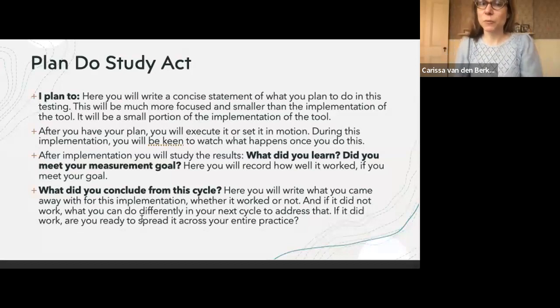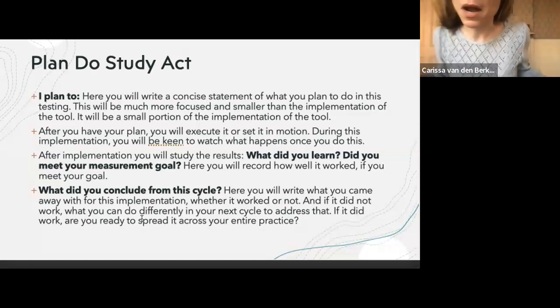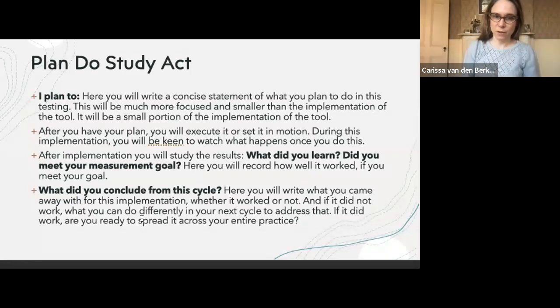Doing this implementation, you will be keen to watch what happens once you do this. After you implement whatever you're doing, what did you learn? Did you meet your measurement goals? Here you'll record whether it worked or it didn't work. And then, what did you conclude from this cycle? Here you'll write what you came away with for this implementation or for this project, whether it worked or not. If it did not work, what can you do differently in your next cycle to address that? If it did work, are you ready to spread it across your entire practice? Can you repeat the same practice again and it works the same way?